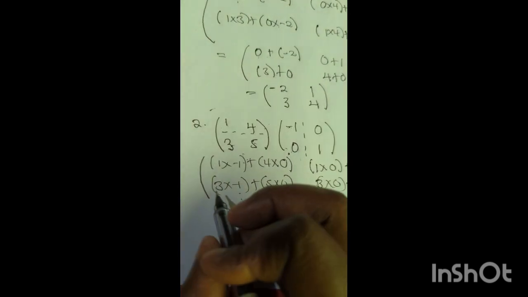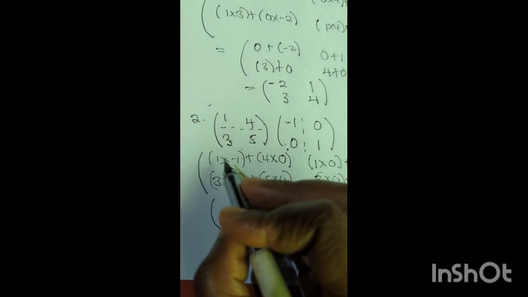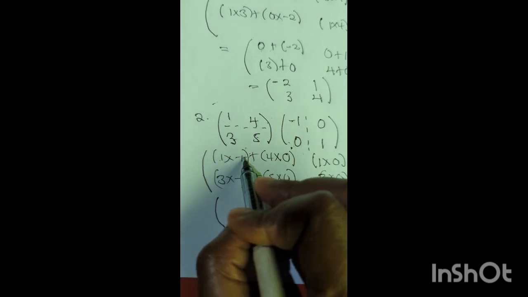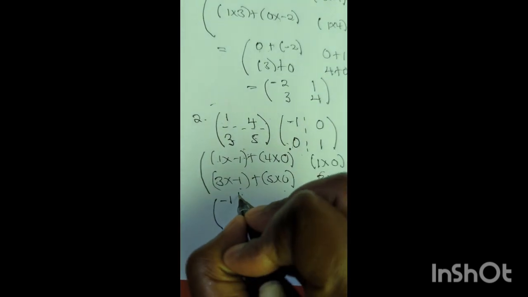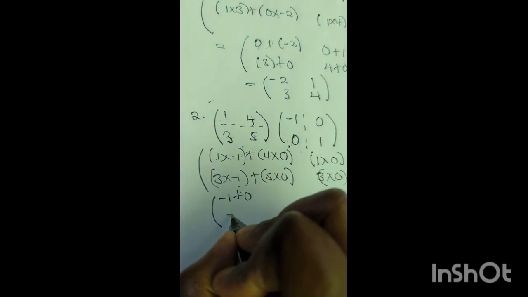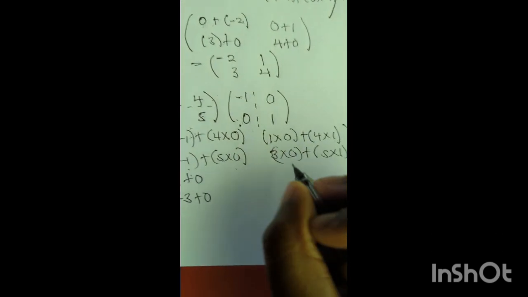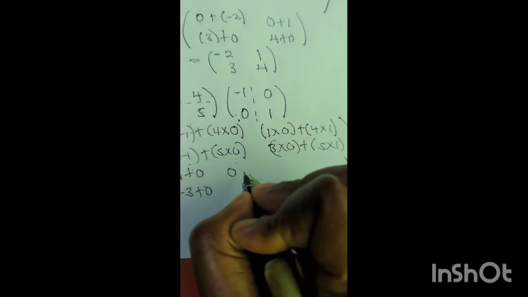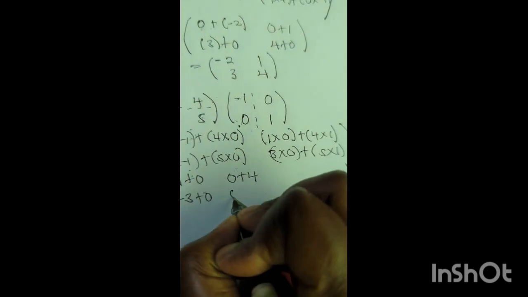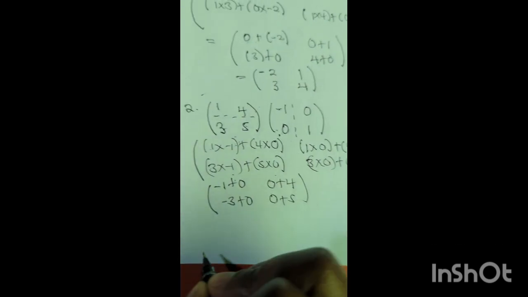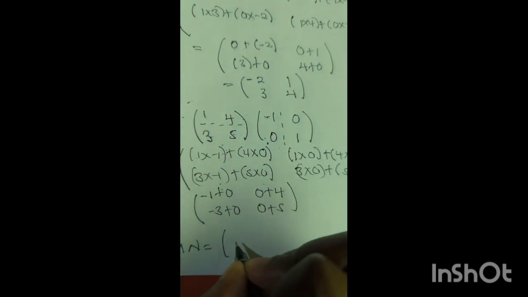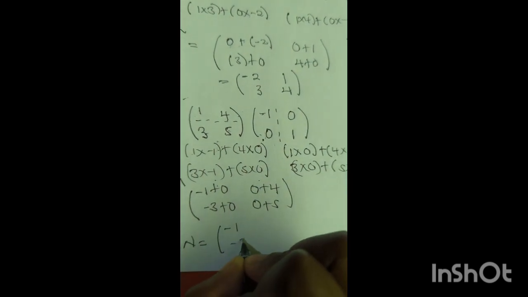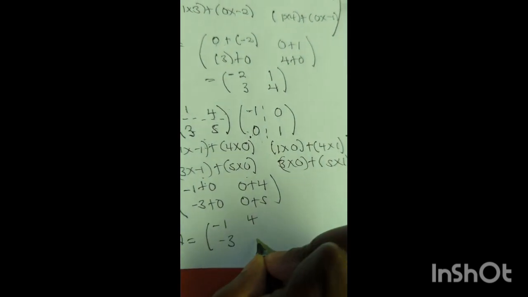So now let's carry out the multiplications. -1, this is positive, negative by positive, negative. So this is -1. Any number multiplied by 0 is 0. This is -3 plus 0 again. That's again a 0 plus 4. That's 0 plus 5. And our MN is going to be equal to -1, -3, 4, and 5.